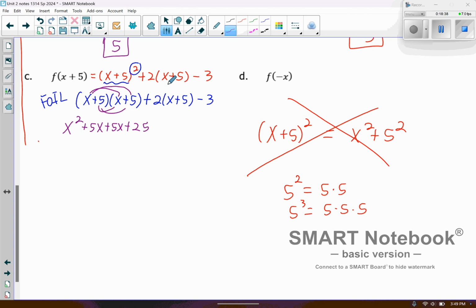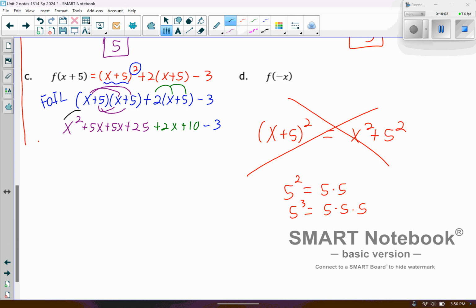Okay. I can go ahead now and distribute this 2. So let's see, that'll give me plus 2x plus 10. And then let's not forget about that minus 3 that was on the back part of that. So then it's just time to clean this up. It's time to go from high to low on your powers and on consolidating your terms.